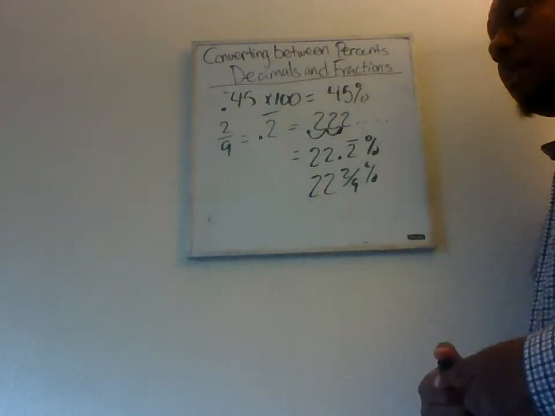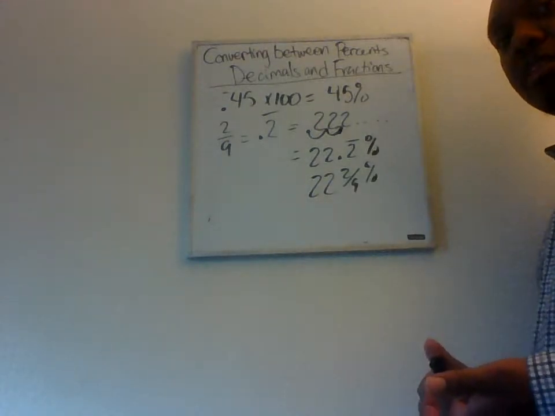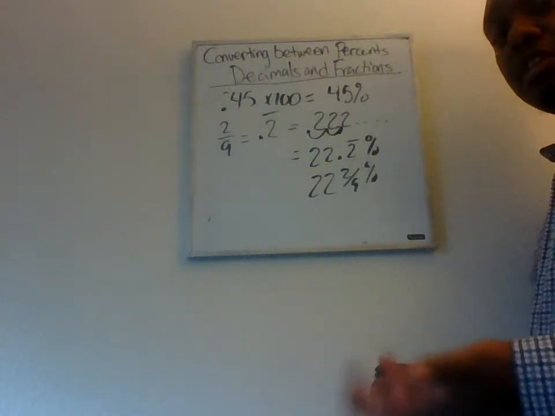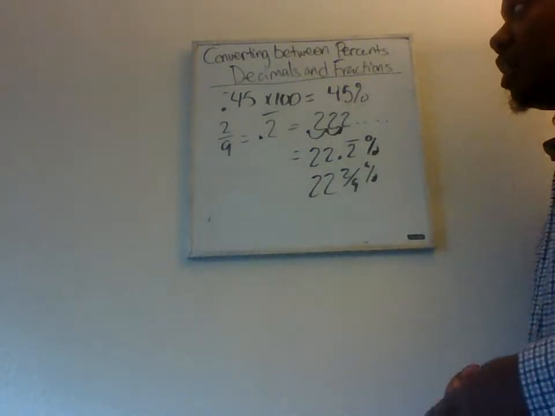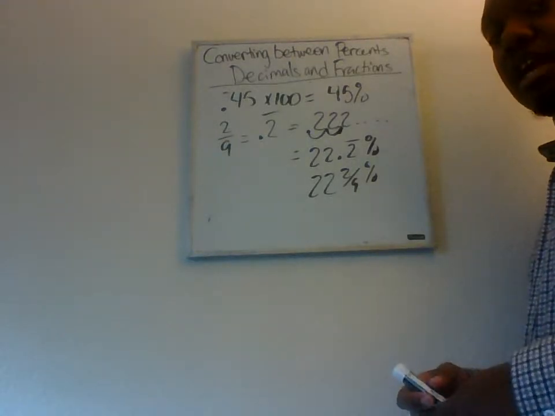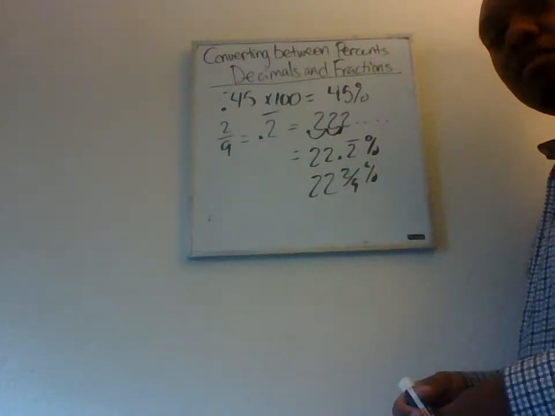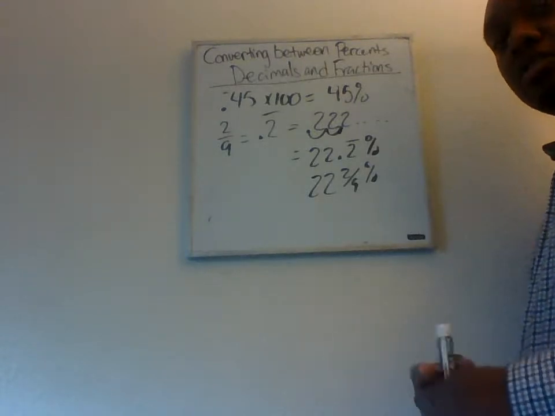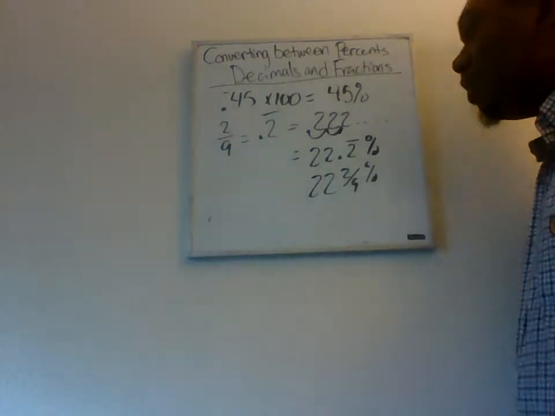Whenever you're changing from a decimal to a percent, you multiply by 100. Whenever you're changing from a percent to a decimal, you divide the number by 100. All right. So that's pretty simple. And we already know how to go from a decimal to a fraction to a decimal. Well, is there an easier way to just go from a percent to a fraction? Well, let's take a look.